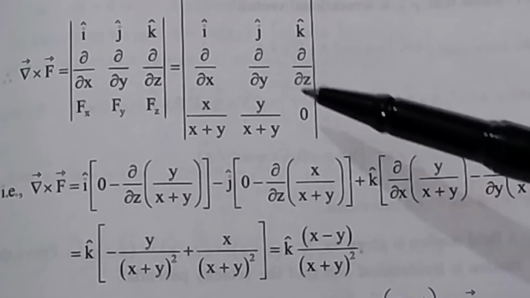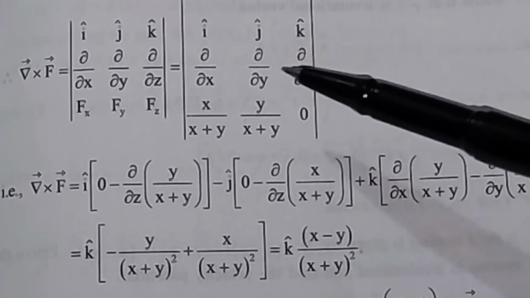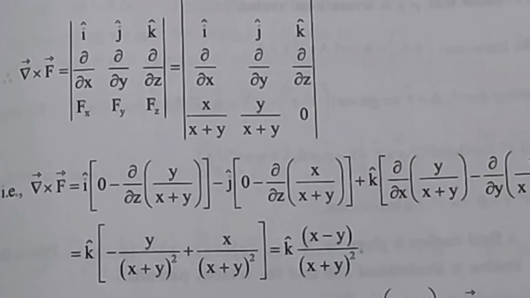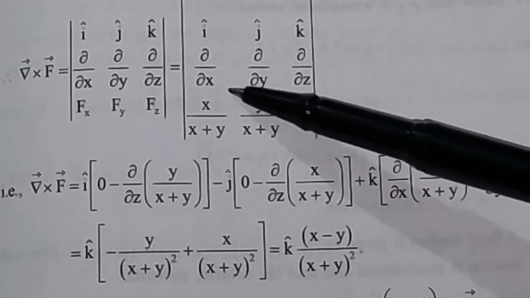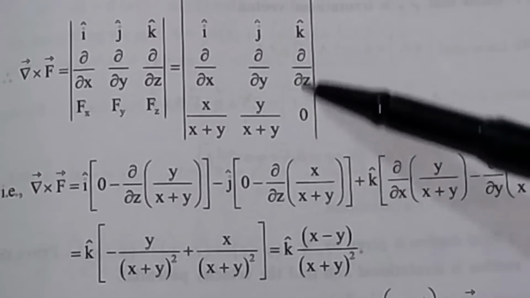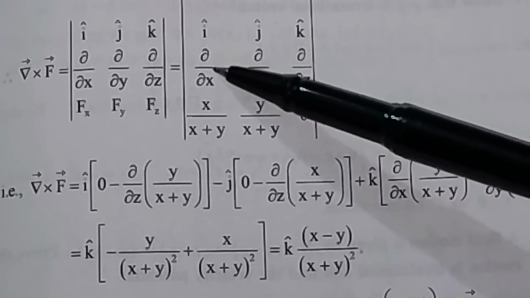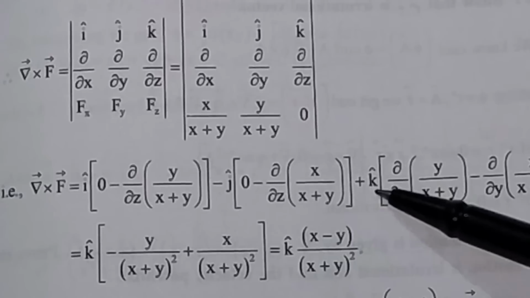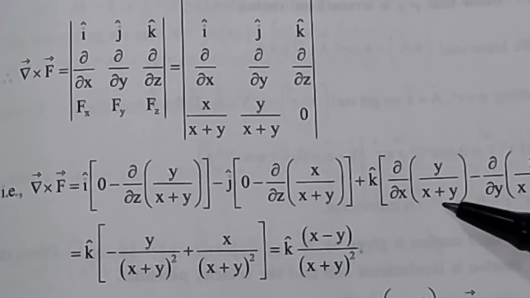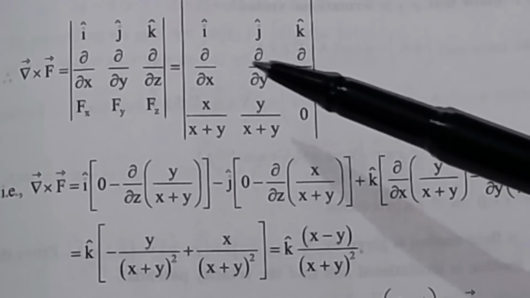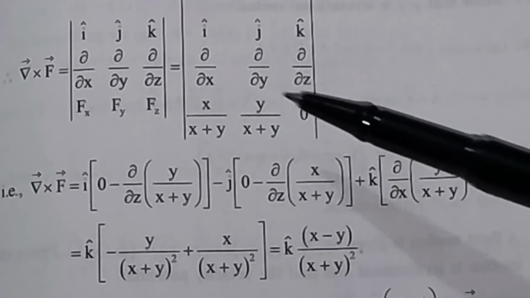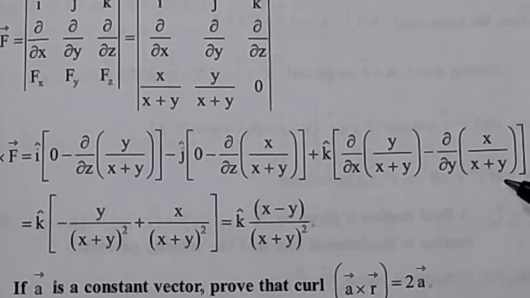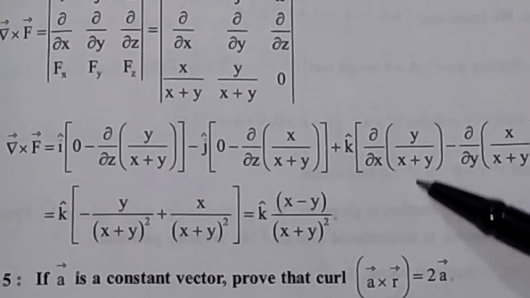And for the k component you leave this column and this row. So partial derivative of 0 with respect to x, which is equal to 0; for this one it is not the partial derivative, because you have to leave this column and this row. So k cap partial derivative of y divided by (x + y) with respect to x, minus partial derivative of x divided by (x + y) with respect to y. So the second term will be equal to partial derivative of x divided by (x + y) with respect to y.